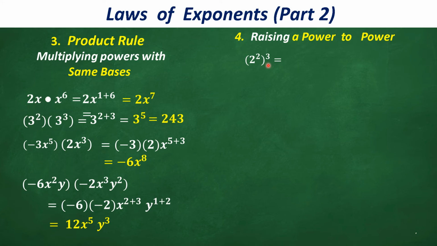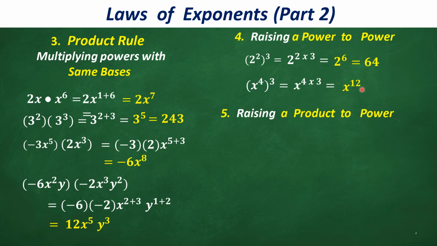Anong gagawin natin? Okay, so let us just copy the base 2, multiply their exponents. 2 times 3, so we have 2 to the 6th power. Simplify 2 to the 6th power. This is equal to 64. Another, x to the 4th power raised to the 3rd power. Again, we're just going to copy the base x, multiply their exponents. So, power to power. So, we have x, 4 times 3, this is 12. So, x to the 12th power.